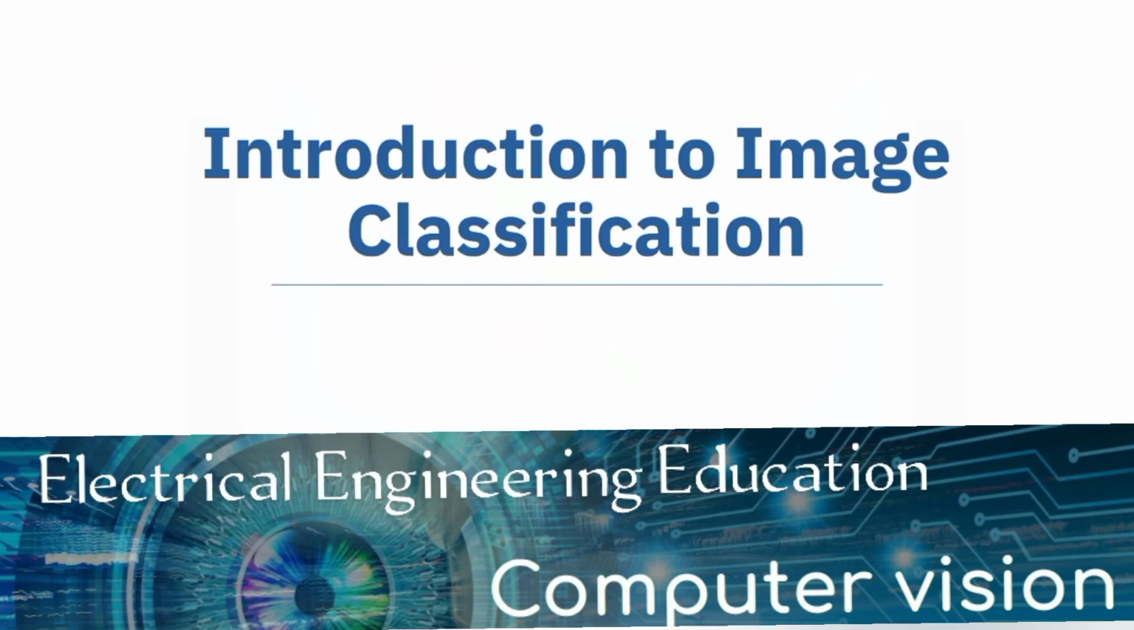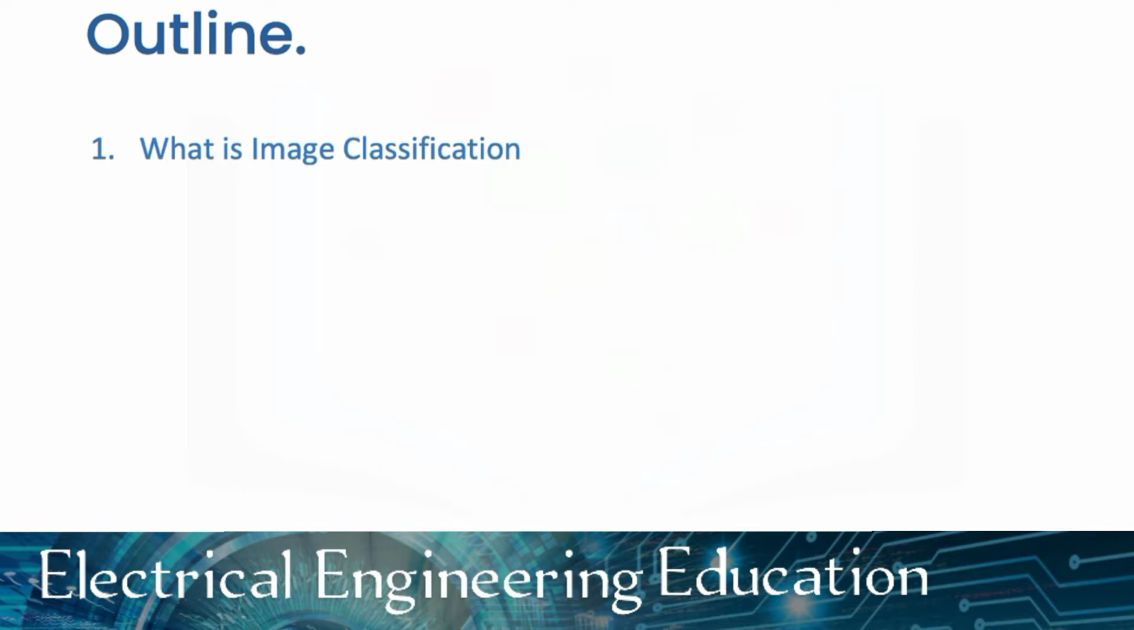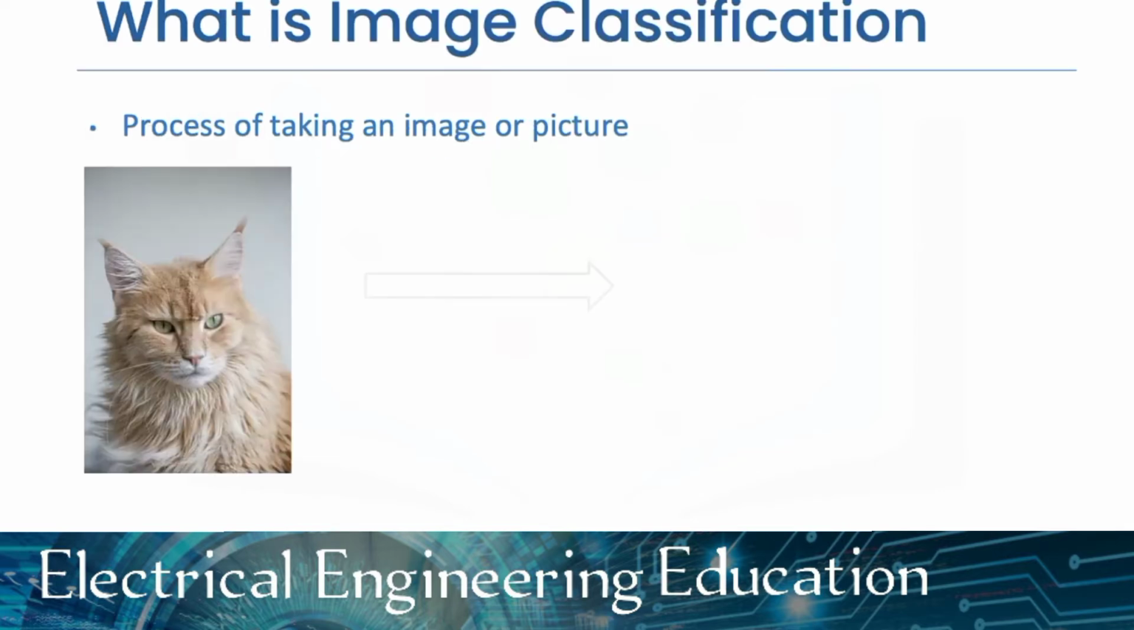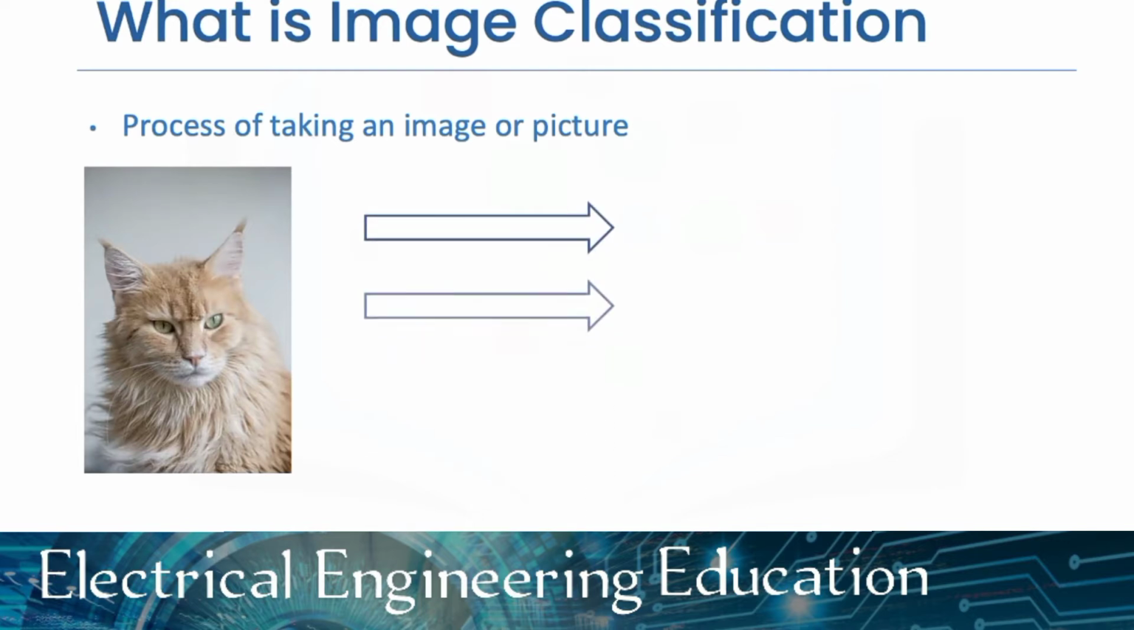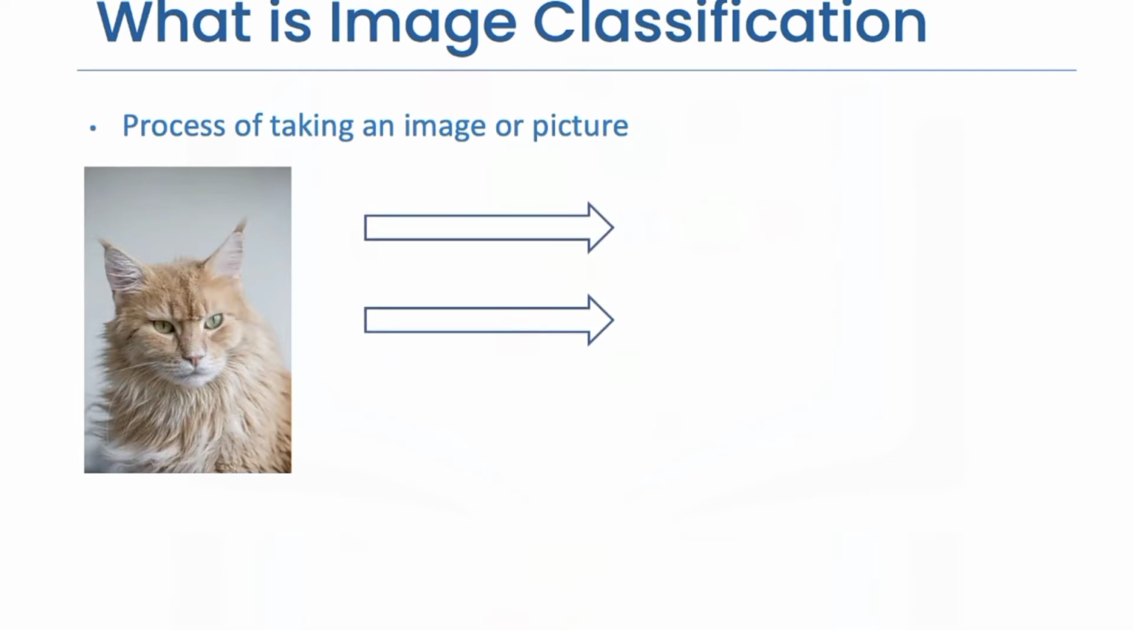This video is an overview of image classification. In particular, what is image classification? Image classification is the process of taking an image or picture and getting a computer to automatically classify it, or try providing the probability of the class of the image. A class is essentially a label, for instance, cat, car, building, and so on.